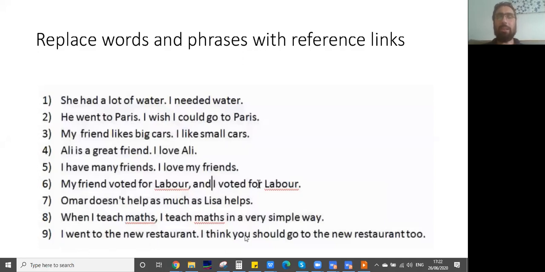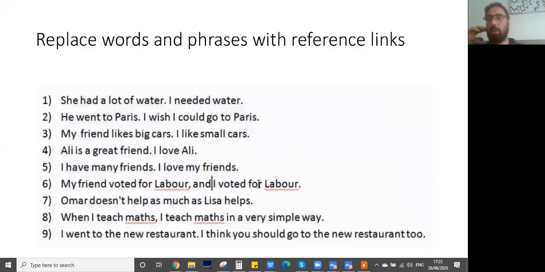I went to the new restaurant. I think you should go to the new restaurant too. Should go to the new restaurant too. Should go to. That's good. But what else? I want as many ways as you can think of. What else can you think of? Should go there. There is nice too.